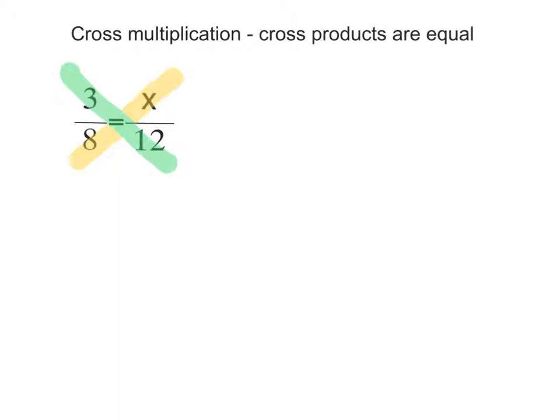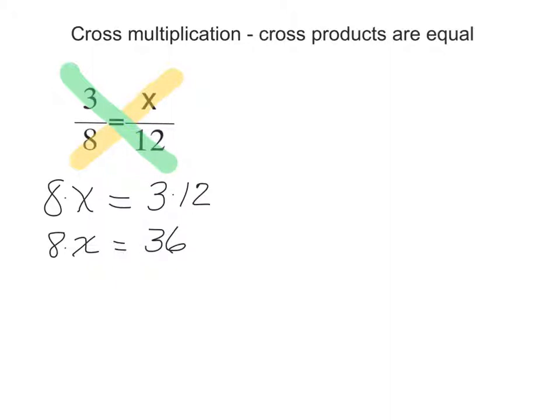So in this example, if we multiply along the yellow diagonal, we're going to get 8 times that number we don't know yet, is equal to what we get when we multiply along the green diagonal, 3 times 12. So we have 8 times some number we don't know yet is equal to 36. Now our goal in this problem is to find this number that we don't know yet, right here, our x.